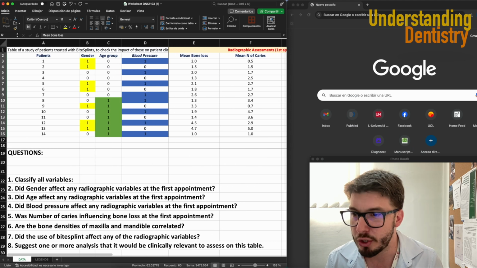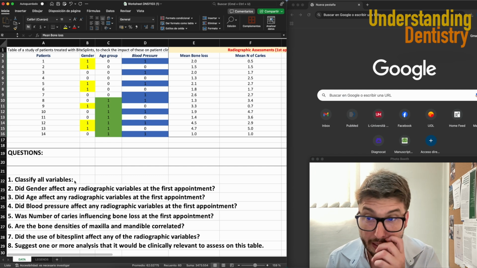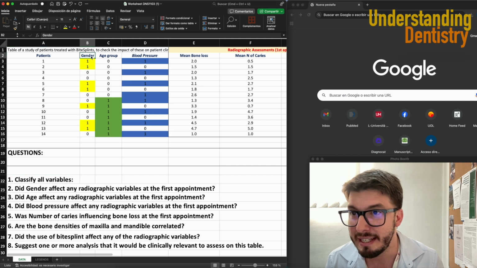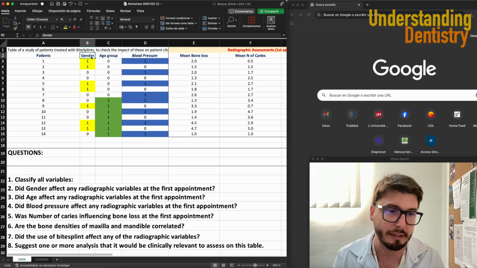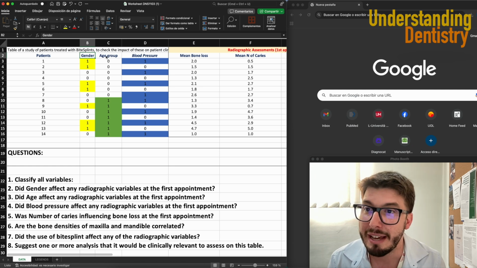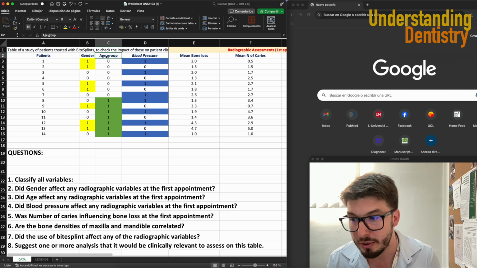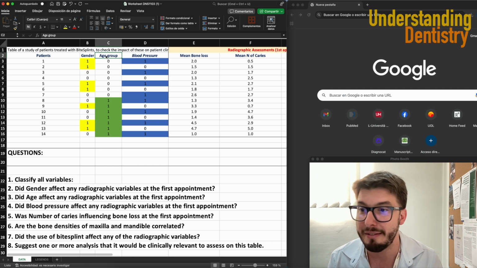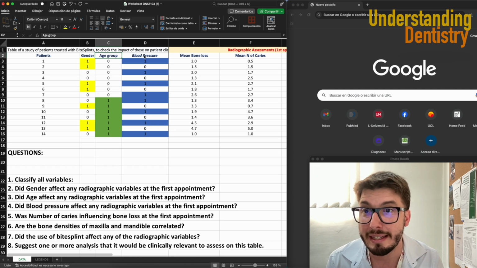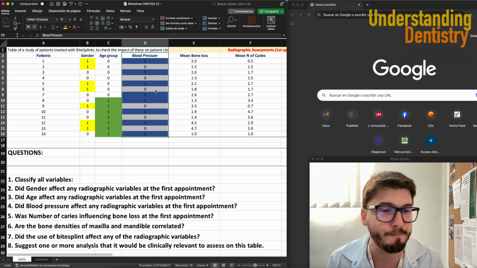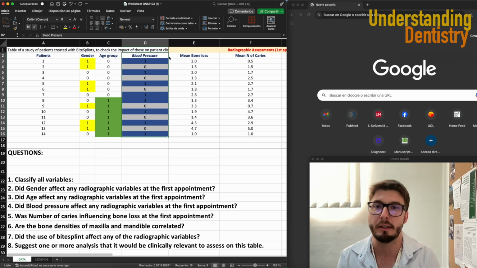Okay, now we have the questions because that's an exercise. So let's do this together. First question, classify all variables. Well, gender is qualitative nominal. We don't have an order of hierarchy, so it's nominal. We have age group. Now it was quantitative, but now it was grouped as categories, so now we have this as a qualitative ordinal. And then we have blood pressure, which is a nominal qualitative as well, because it's a binary variable, so we have only two categories, right?